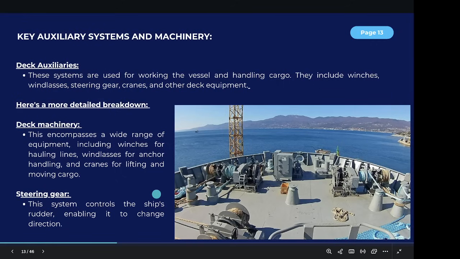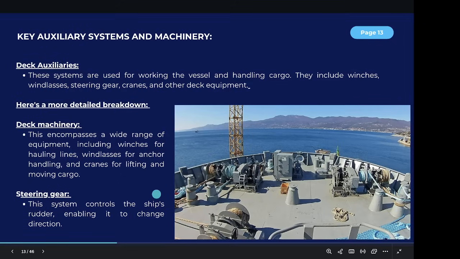And I forgot to put here the equipment or examples of the deck auxiliaries. So we can see the winches, which are used for hauling ropes and cables. The windlass is used for raising and lowering the anchor. Of course, the steering gear. This is to control the ship.